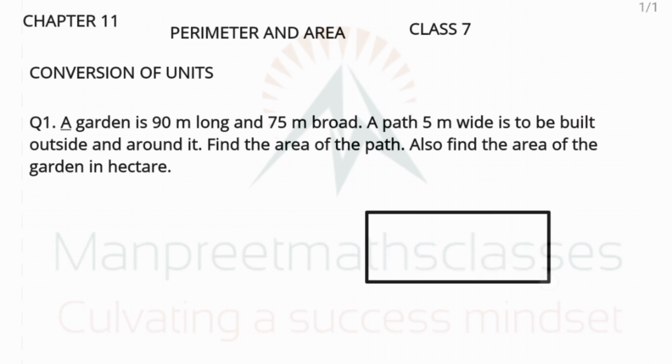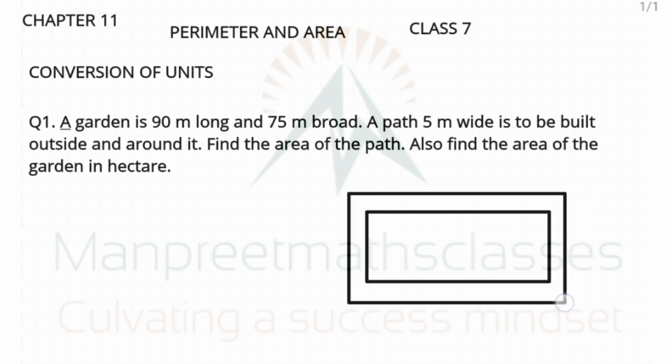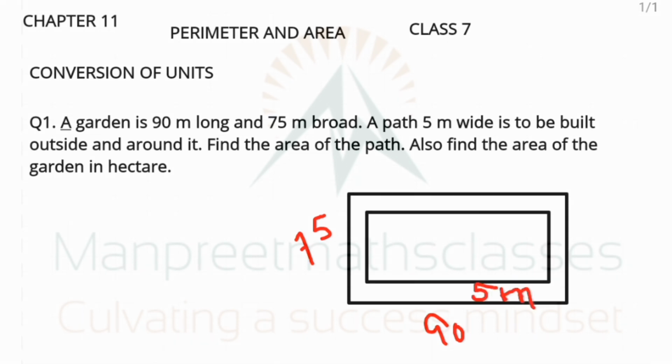Suppose this is our garden. Next they are saying a path 5 meter wide is to be built outside and around it. So we will draw a path around it like this. This is a path 5 meter wide around the rectangular garden. Our breadth is 75 and length is 90 meter, and this path is 5 meter. Now we need to calculate the area of the path and also find the area of the garden in hectares. So we will use the formula of area of rectangle.